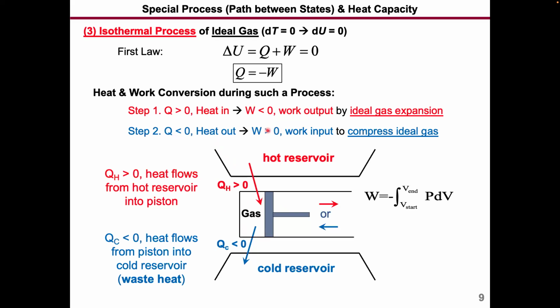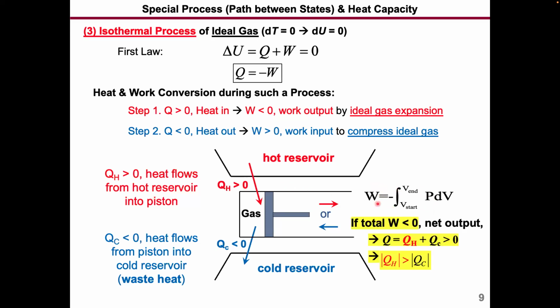In this case, your work is actually positive. In this case, your surrounding is actually doing work on your piston, okay? And then basically this is by compressing the ideal gas. So usually in the Carnot engine, this QC is considered to be waste heat, and then QH is really the heating source that you absorb.